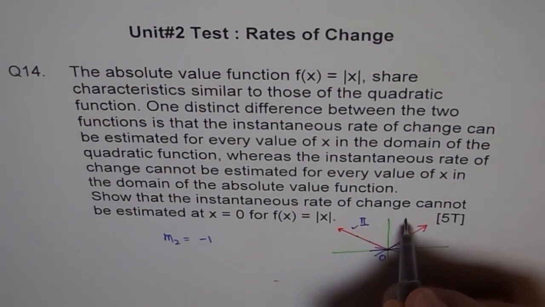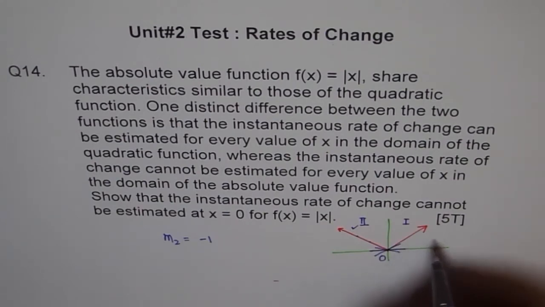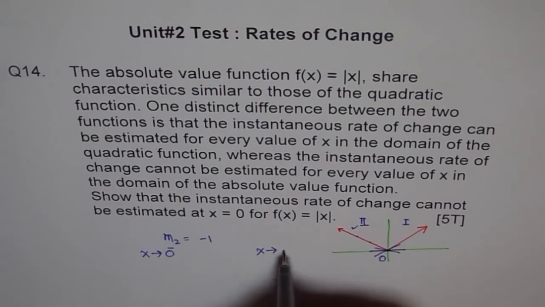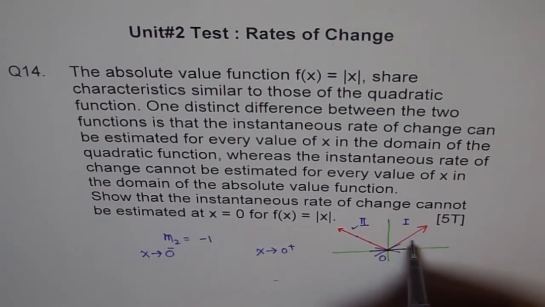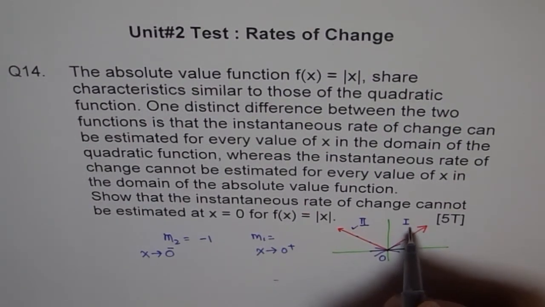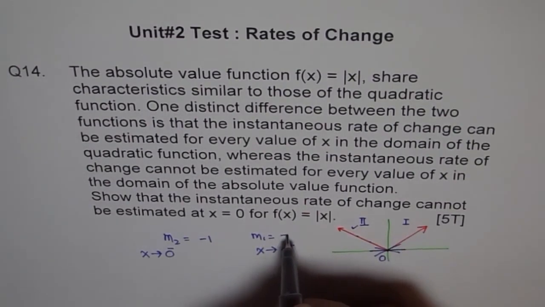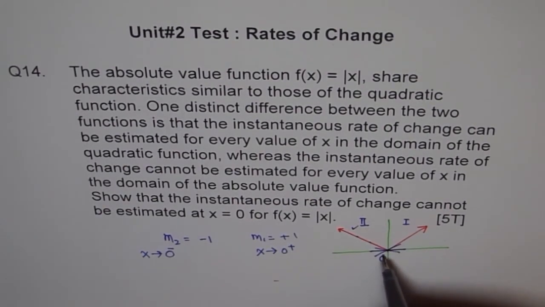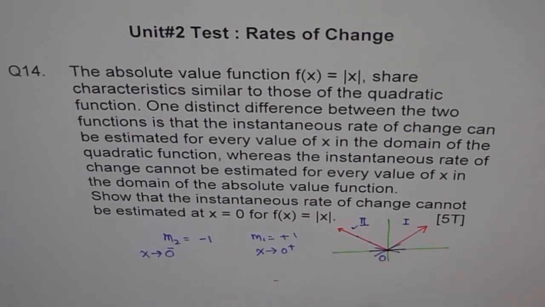But when we approach from the quadrant 1 side, from the right side, that means x approaches 0 from the positive side. That means you are in quadrant 1, right? Here we see that the slope in quadrant 1 is always +1. Do you see that? +1. So we approach a value which is +1 from one side and -1 from the other side. Basically we approach two different values.